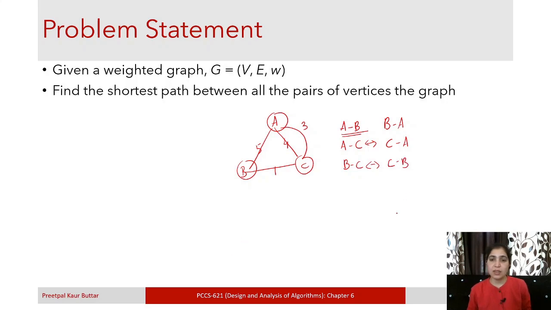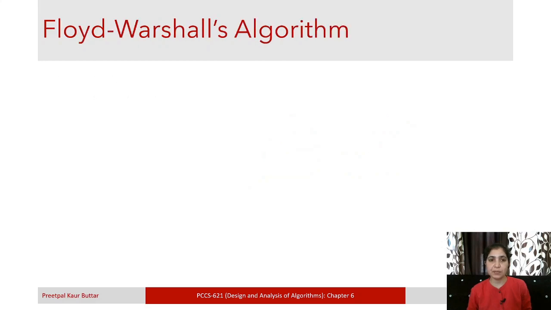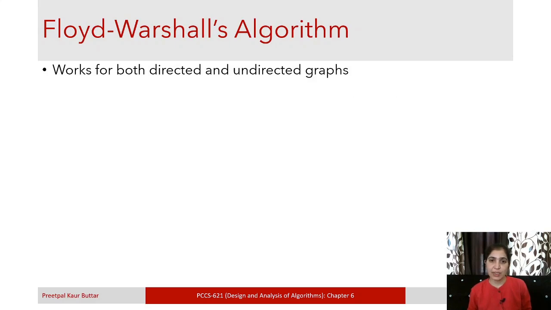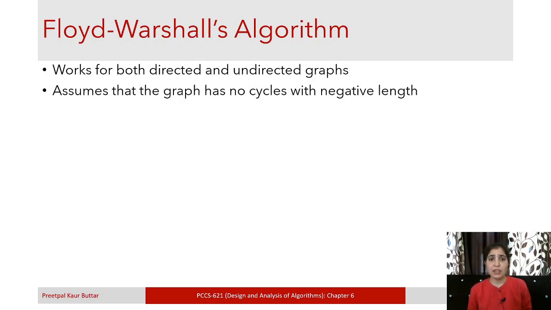But I have taken an undirected graph here, but this algorithm, the Floyd-Warshall algorithm, also works for directed graphs. So you can apply this algorithm on both the directed as well as the undirected graphs to find the shortest paths between all pairs of vertices in your graph. So what is this algorithm? As I told, it works for both directed and undirected graphs, and it assumes that the graph has no cycles with negative length.